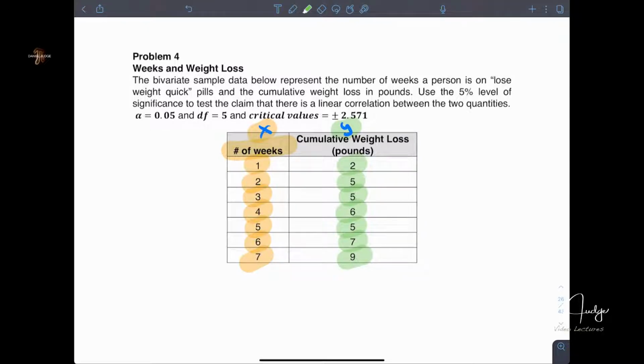They want to know if there's a linear correlation between the weeks that you're on the pill and the amount of pounds you lose. They say to use the 5% level of significance to test the claim that there is a linear correlation. Notice we got 5%. Now let's count the data to see the degrees of freedom: 1, 2, 3, 4, 5, 6, 7. So you have a sample size of 7. Your degrees of freedom is 7 minus 2, so it's going to be 5 here.